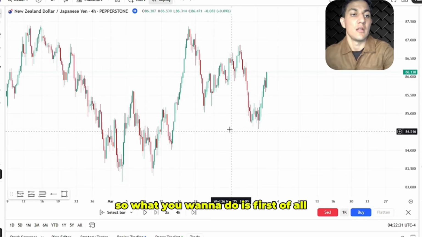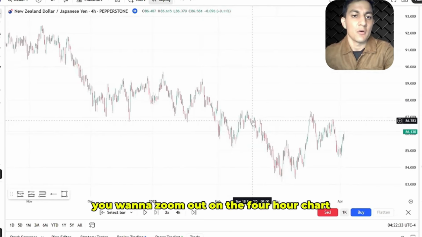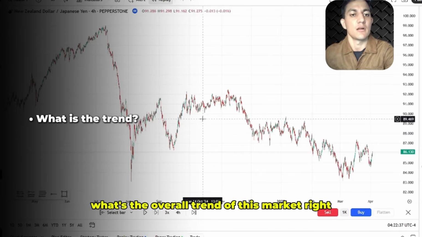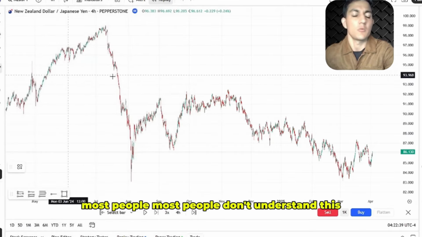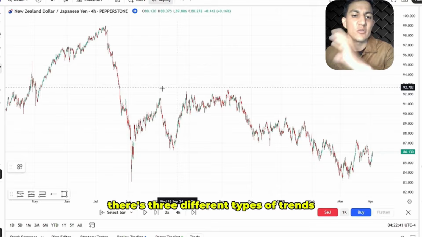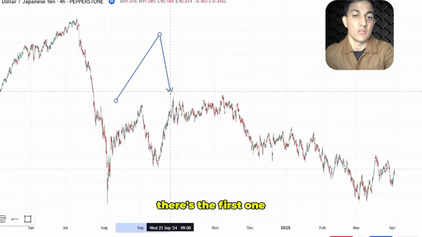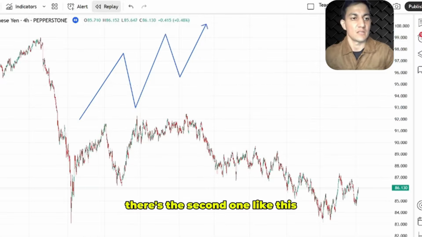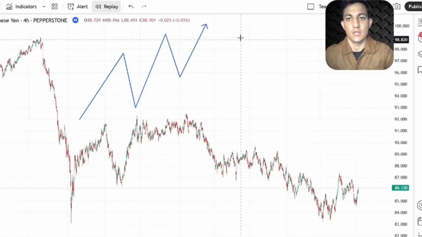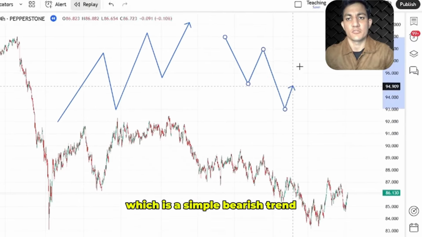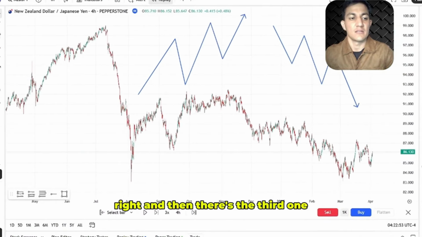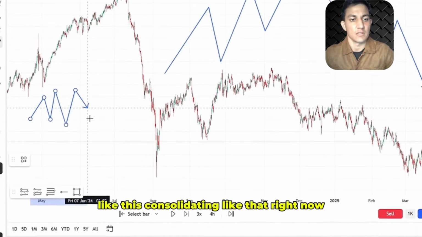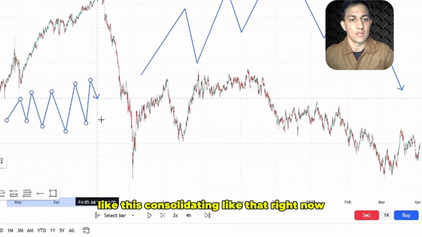So what you want to do is, first of all, zoom out on the 4-hour chart, and ask yourself, what's the overall trend of this market? And there's 3 things for a trend. Most people don't understand this. There's 3 different types of trends. The first one is a simple bullish trend. The second one, like this, is a simple bearish trend. And then there's the third one, which is just consolidation, like this, consolidating like that.